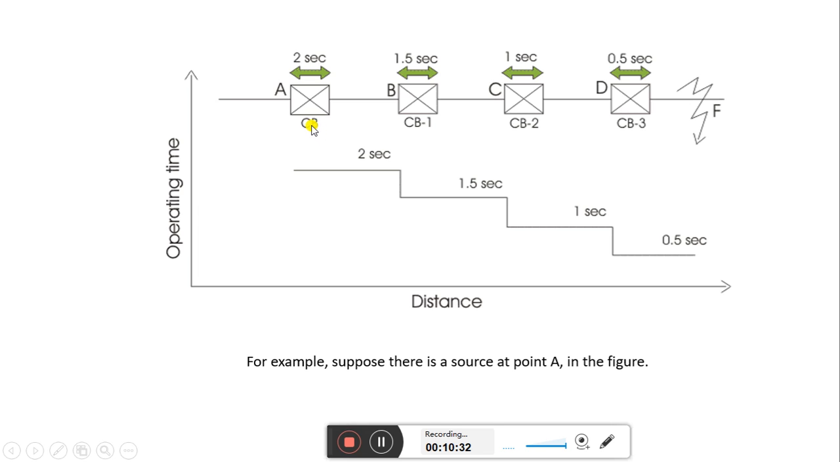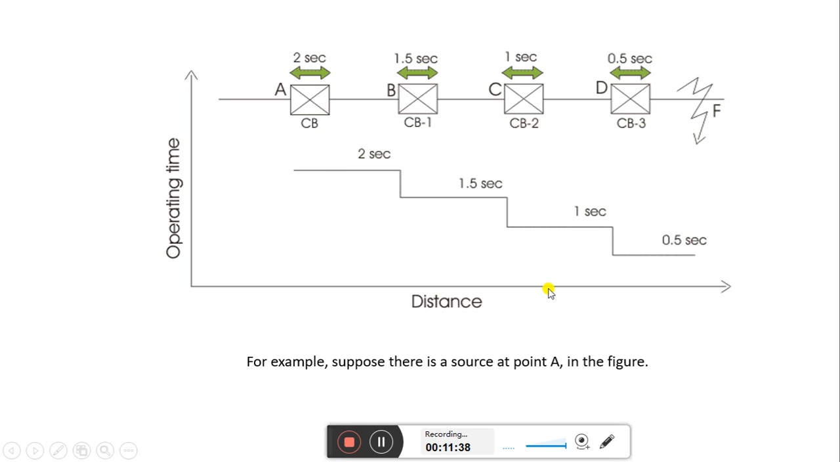Similarly, there is a CB placed at a point that is nearest to the source, and for this relay the time of operation is given as 2 seconds. It means after 2 seconds, the relay of this circuit breaker will operate. So what we see is that if we move towards the source side, the time setting of each relay is successively increased. That is, 0.5 second for this relay, then 1 second, 1.5 seconds and 2 seconds. So as the span length increases and we go away from the source, the time setting decreases successively.